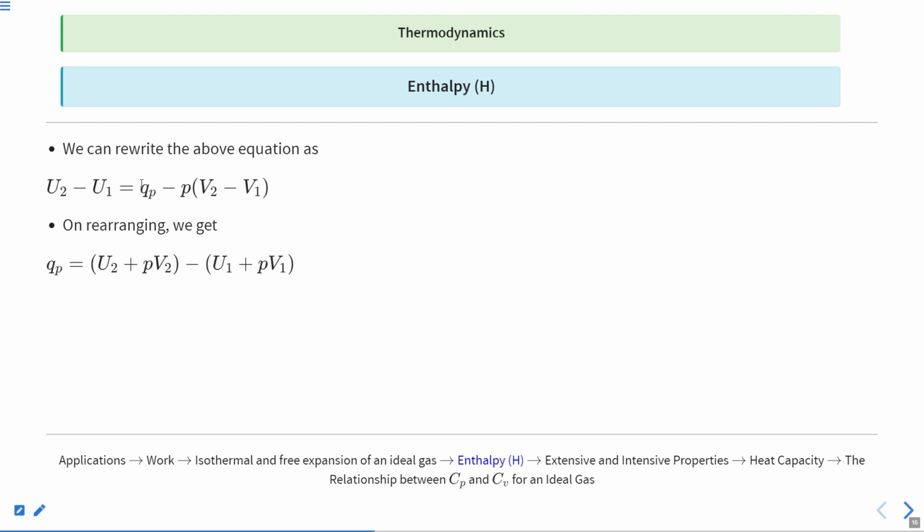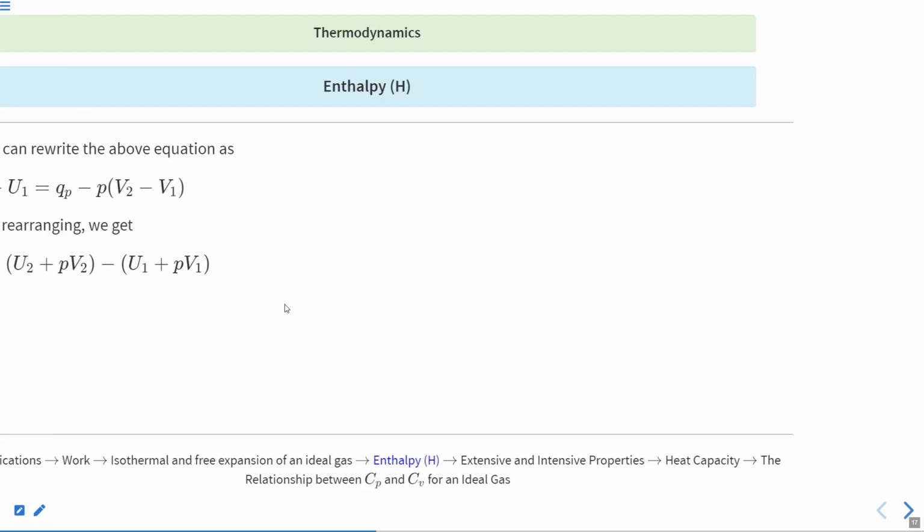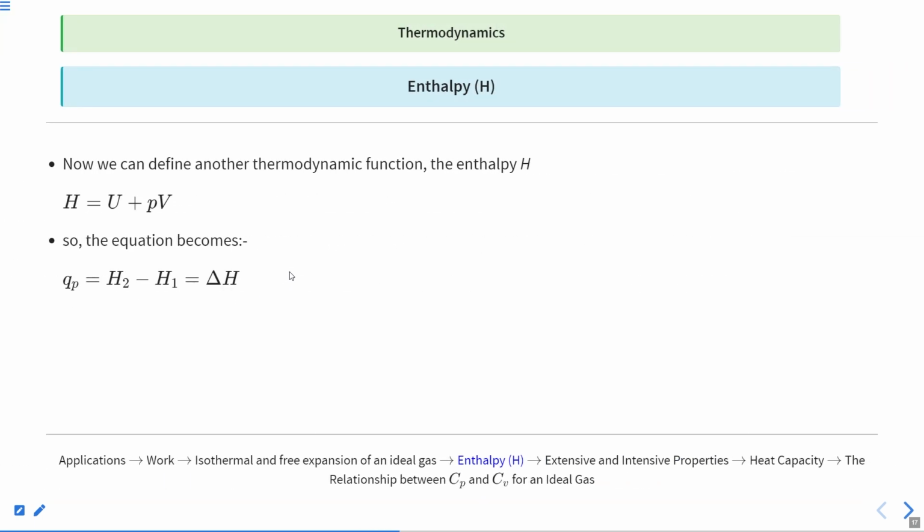Therefore, QP will be equal to U2 plus PV2 minus U1 plus PV1. If you just rearrange this, then you can write this. Now this QP that is being mentioned here is called delta H.